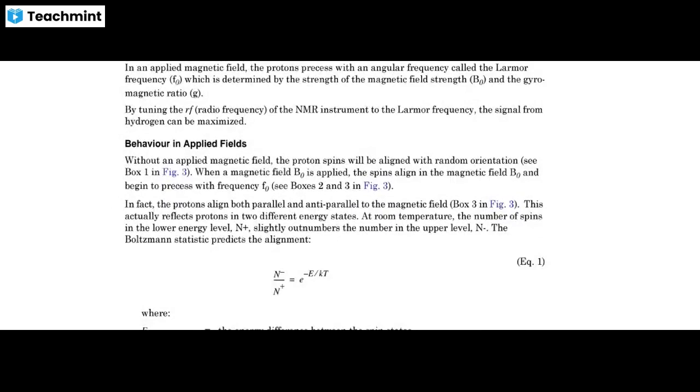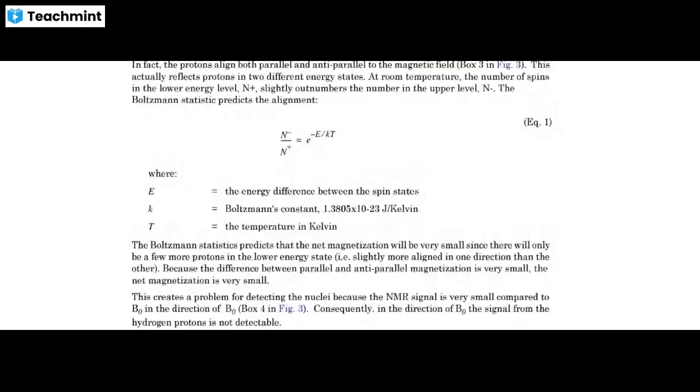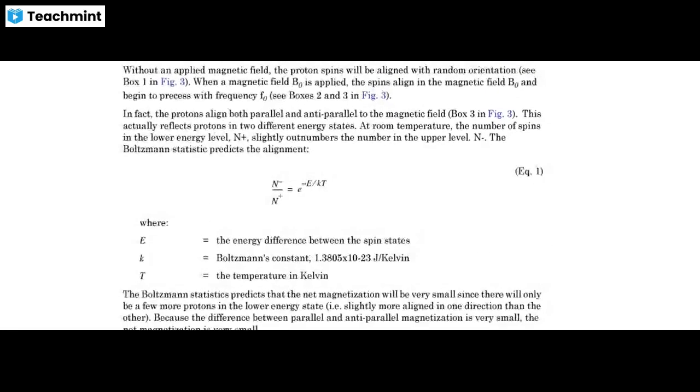So what are we using here? The number of spins in the lower energy level, that is N plus, slightly outnumbers the number in the upper level, that is N minus. So lower level and upper level, N plus and N minus. And this is your Boltzmann statistics, which determines that the net magnetization will be very small, with few protons in the lower energy state. You have to understand the lower and upper level energy states, which is the prediction of Boltzmann statistics.